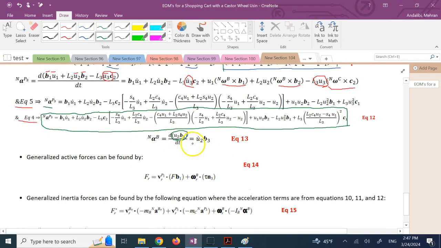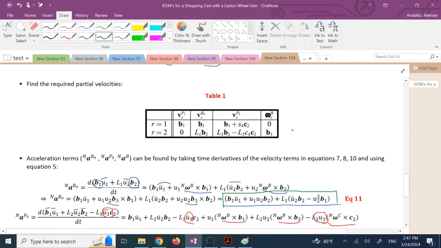Finally, alpha of member B is simply the derivative of U2 with respect to B3, which is U2 dot B3. Now in this case, you might say B3 also has a time derivative. In this case, B3 is always out of the board, so B3 does not have a time derivative. The derivative of that is zero, so alpha of member B is only U2 dot B3.